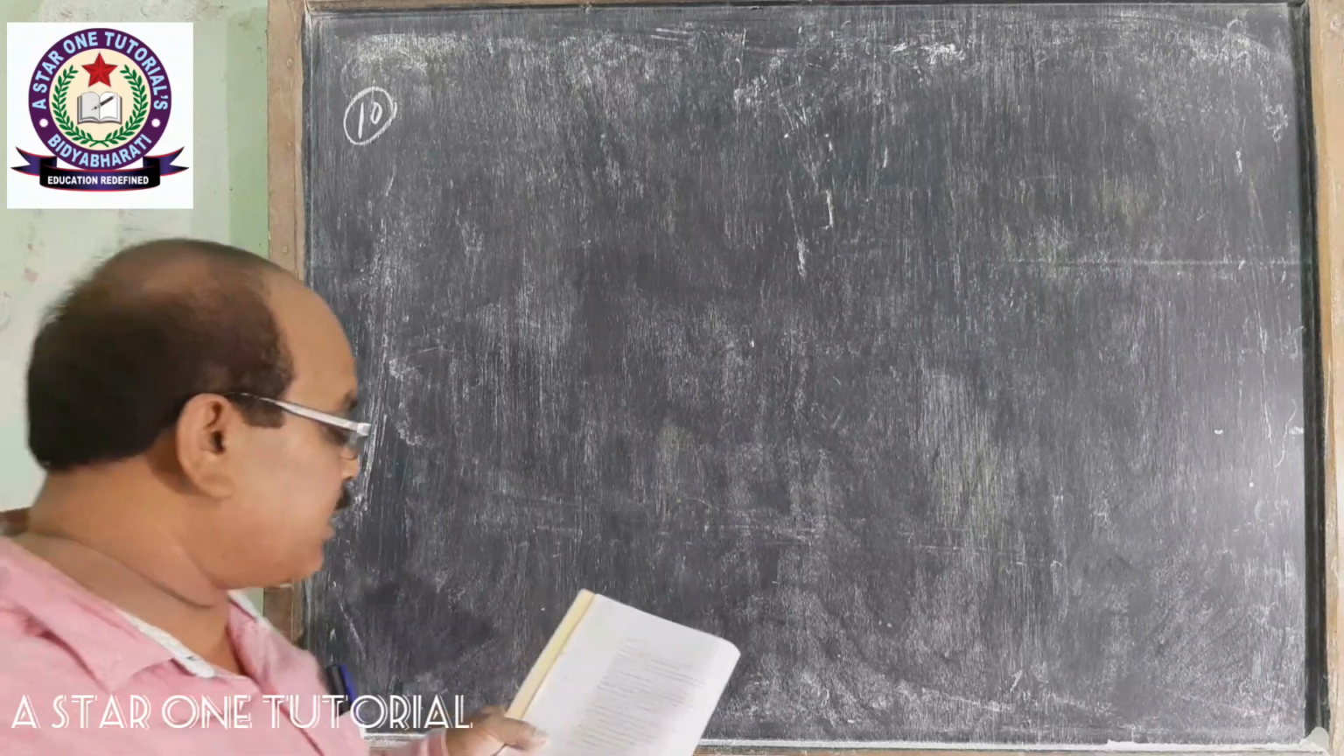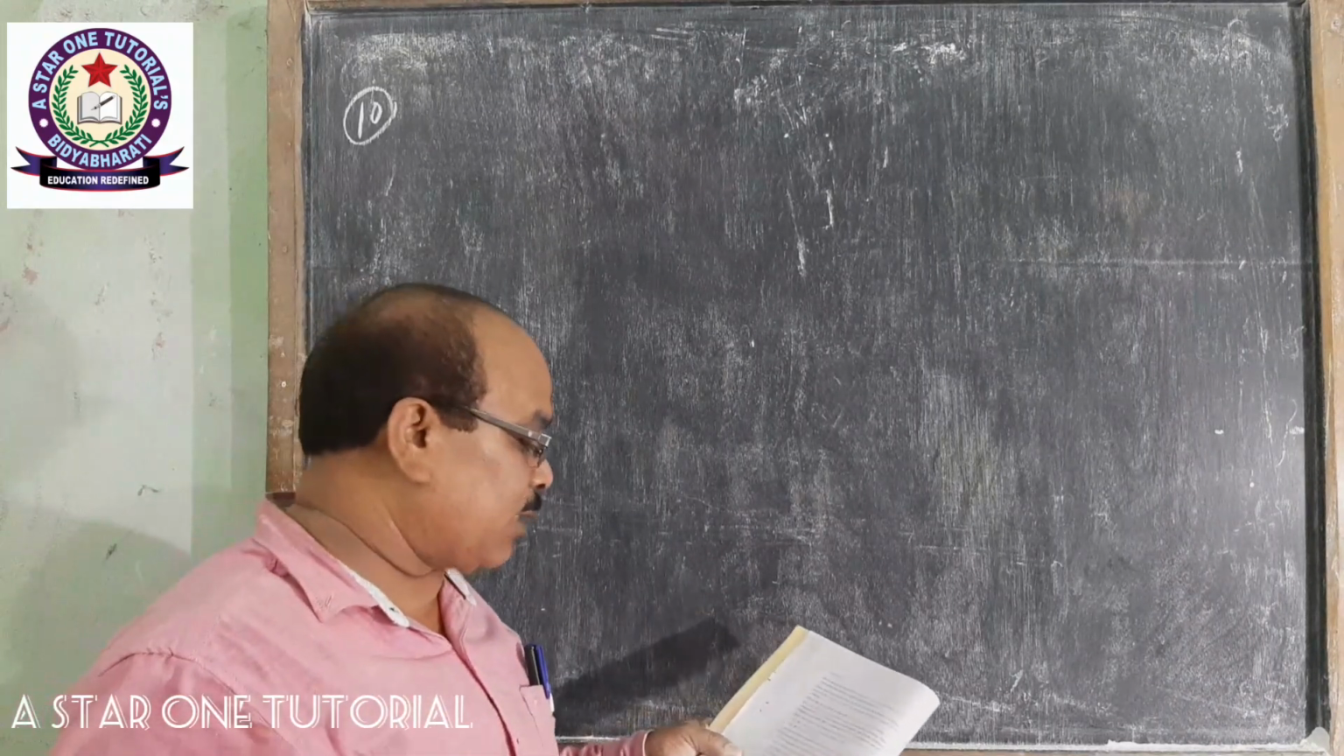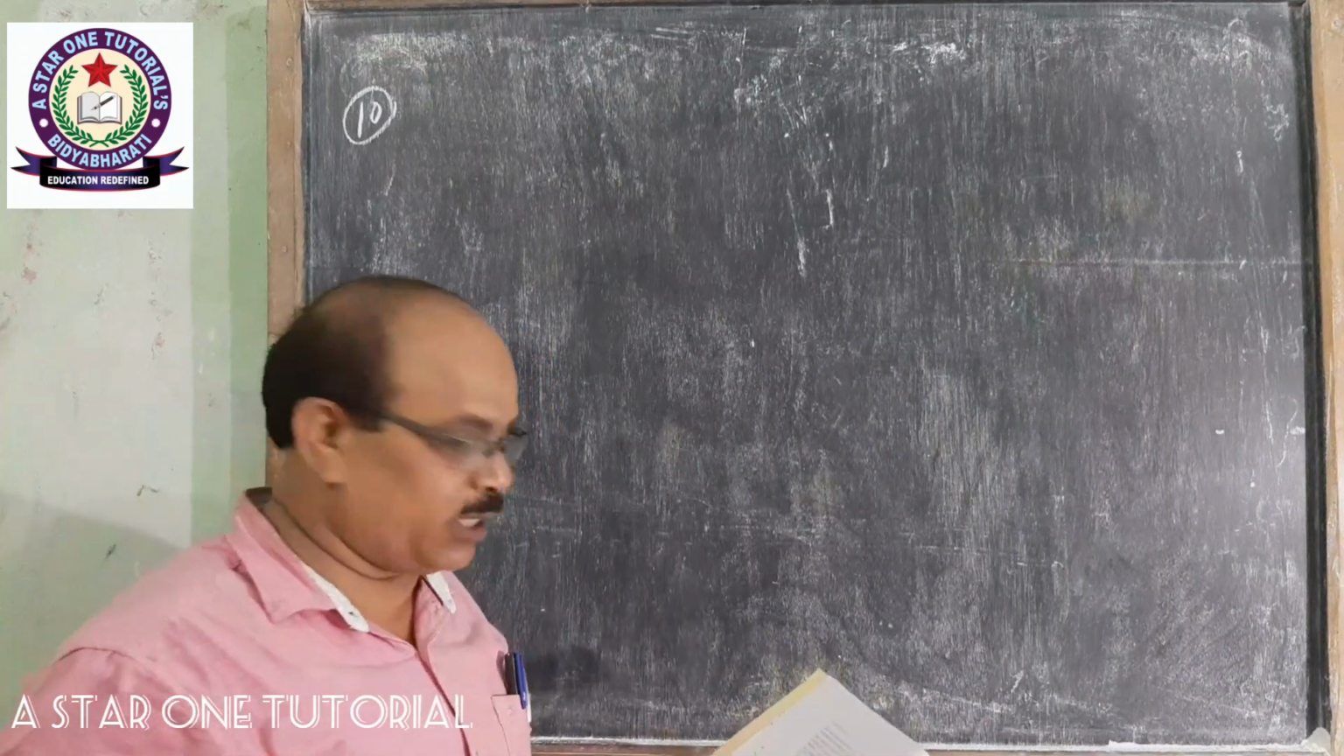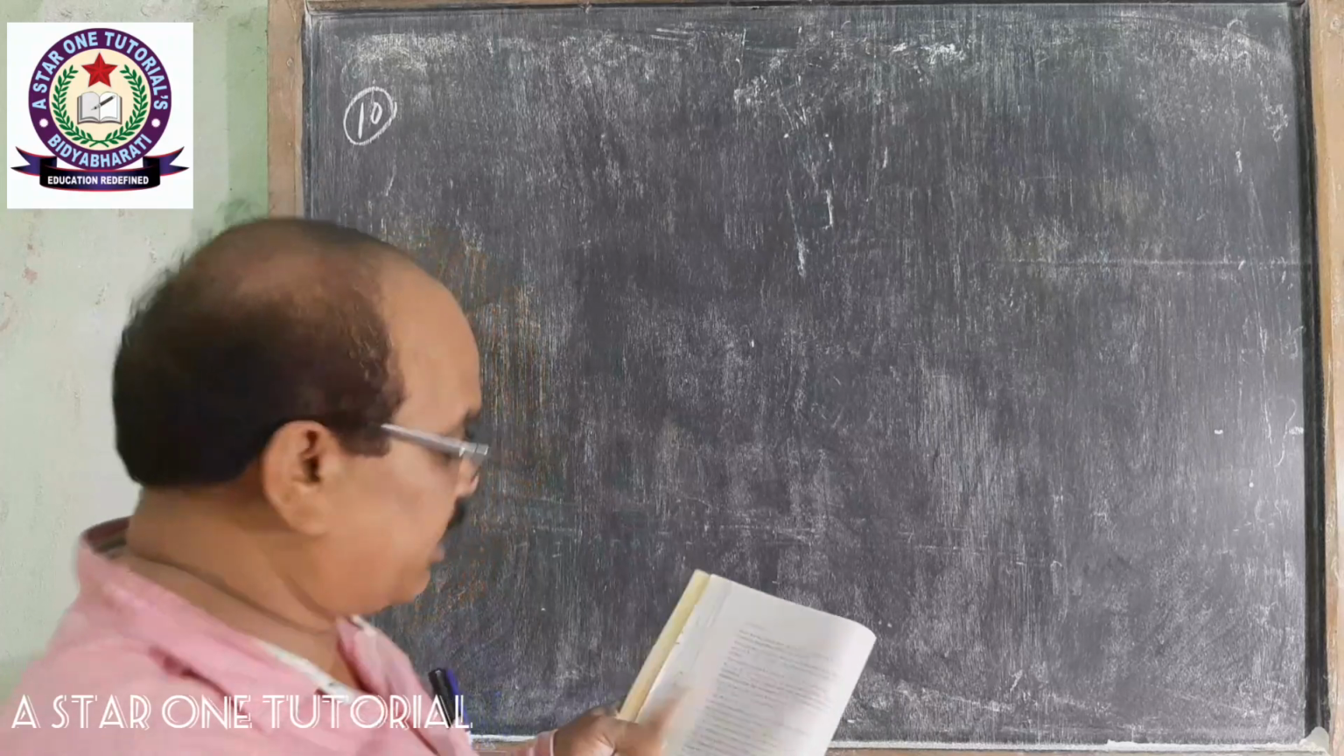Fourth one is reflexive and transitive but not symmetric. And the last one is symmetric and transitive but not reflexive. We have to give examples of such types of relations.